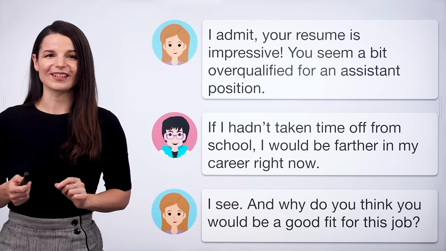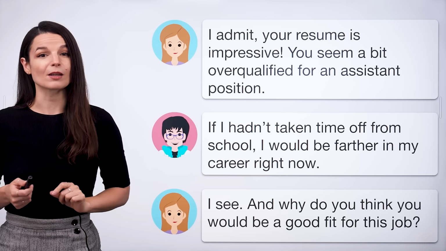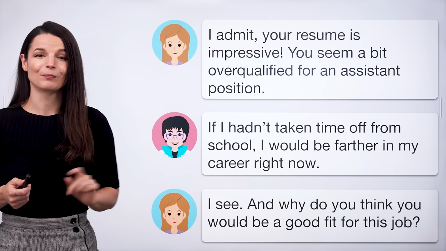Pay attention to the next sentence. It follows the key speaking pattern you'll learn later in this lesson.